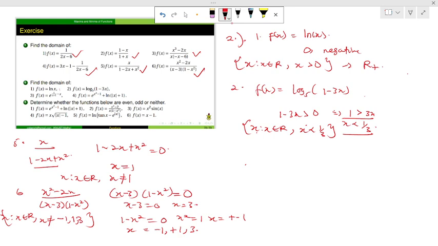Now let's go to the third one. The third one is f of x equals e to the power 1 over x plus 1, minus x. Once I have this, let's see. This is an exponential function, and the power of the exponential function is a rational function, and specifically it's an algebraic function because I have this rational function here in addition to this monomial. So how do I get the domain?